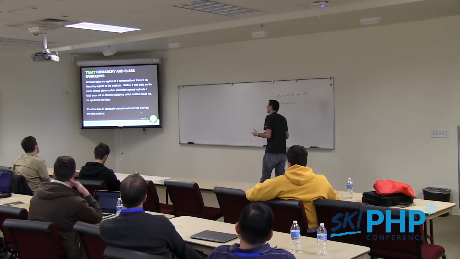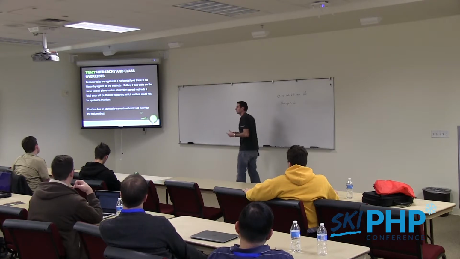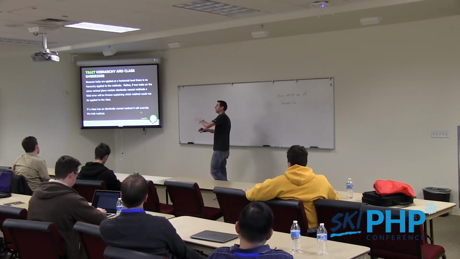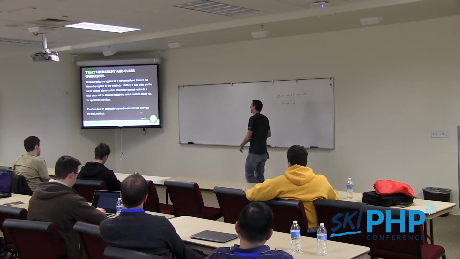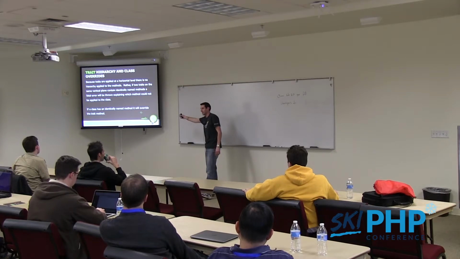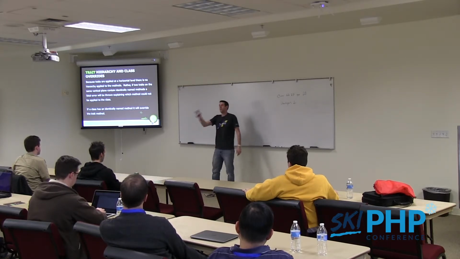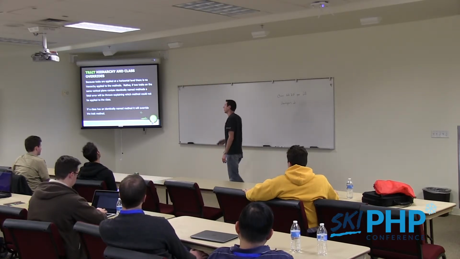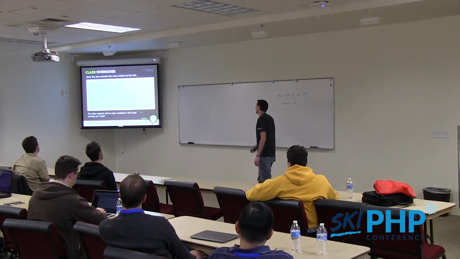If a class has an identically named method, it will override the trait method. So if you throw in the trait and the class has the same method, it's going to go with the class method initially. Now, if the class parent has a method named identically to the trait method, guess what happens? Yep, the trait overrides the parent class method unless you call the parent explicitly. So you guys are getting this.